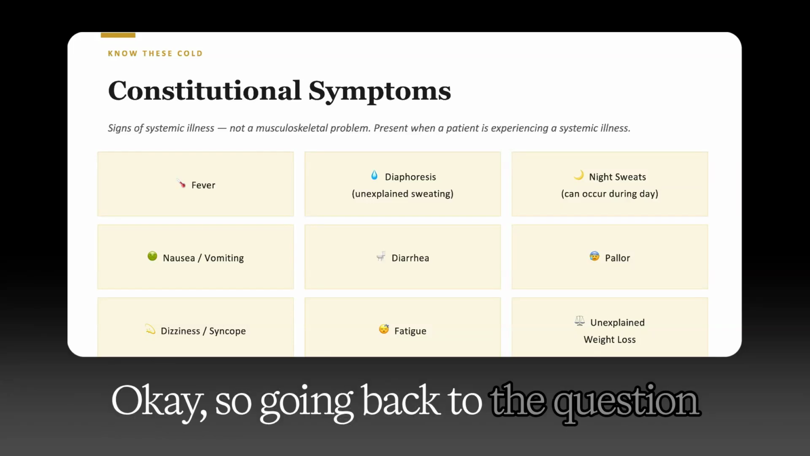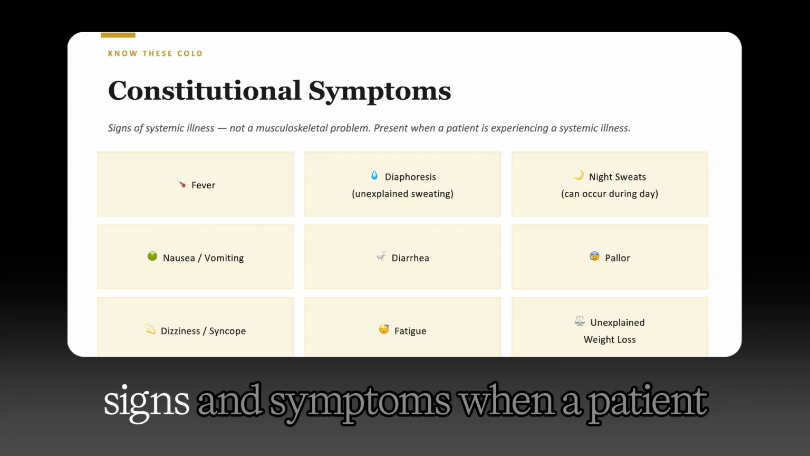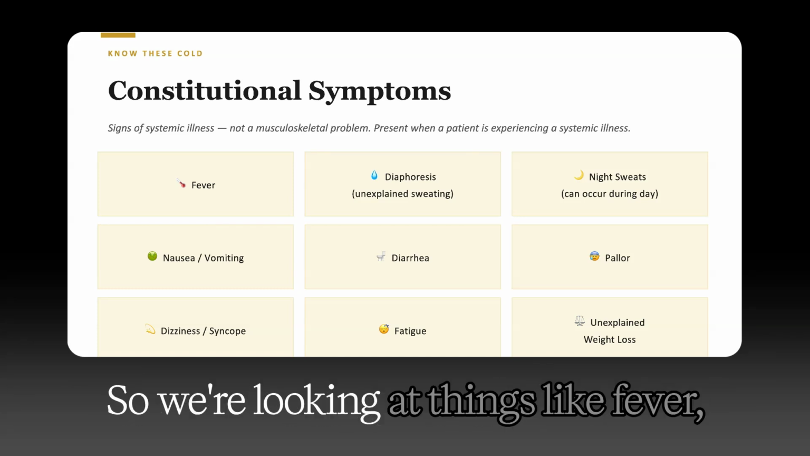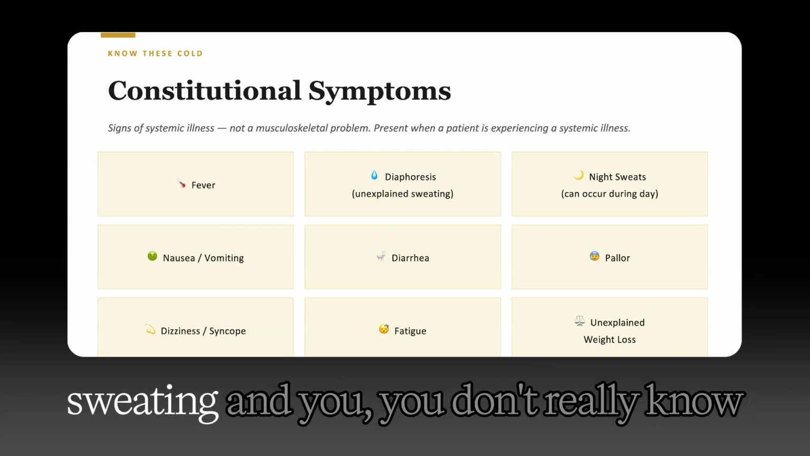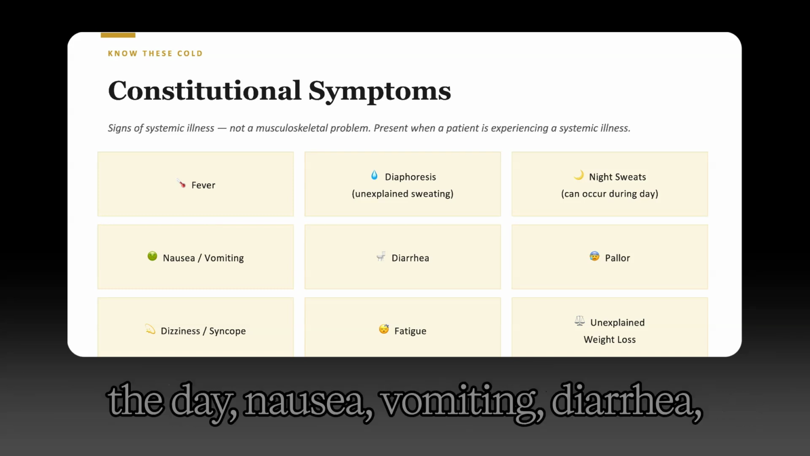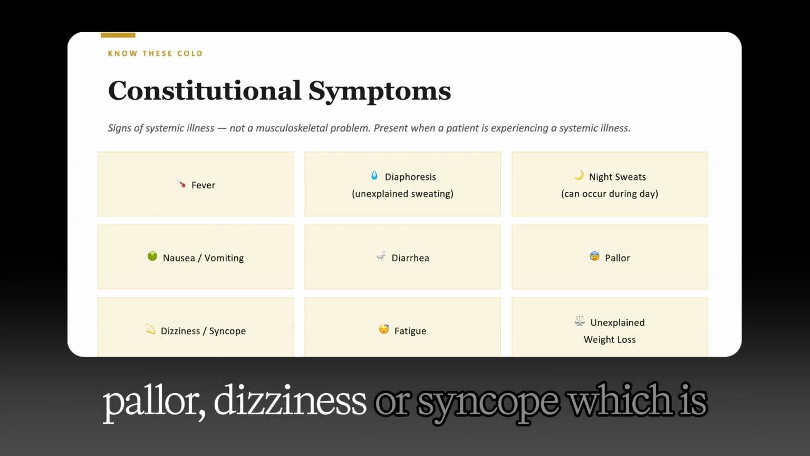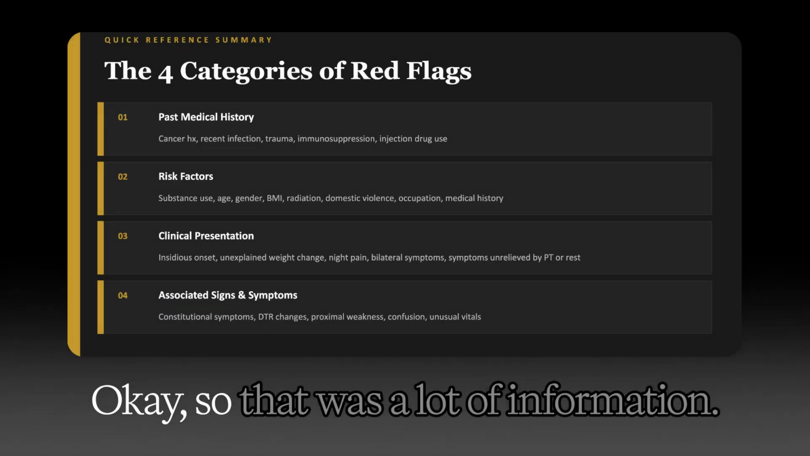Okay, so going back to the question I asked in the beginning about what are constitutional signs, these are just signs referring to a conglomeration of signs and symptoms when a patient is experiencing a systemic illness. So we're looking at things like fever, diaphoresis, so that's like when you're sweating and you don't really know why. Night sweats, which can occur during the day, nausea, vomiting, diarrhea, pallor, dizziness or syncope, which is like fainting, fatigue, and weight loss. Okay, so that was a lot of information.